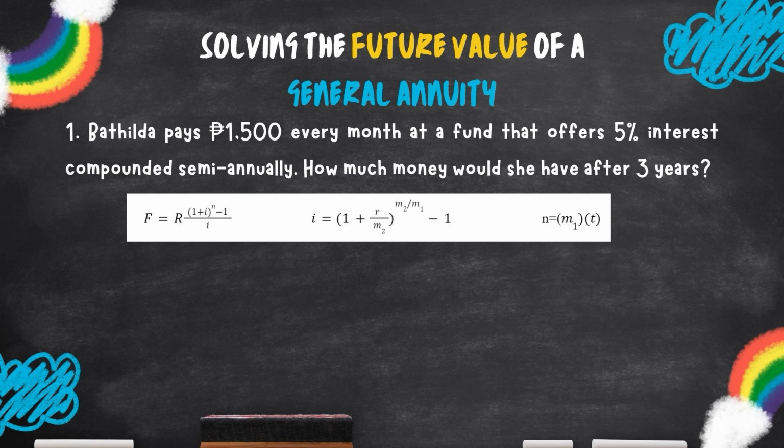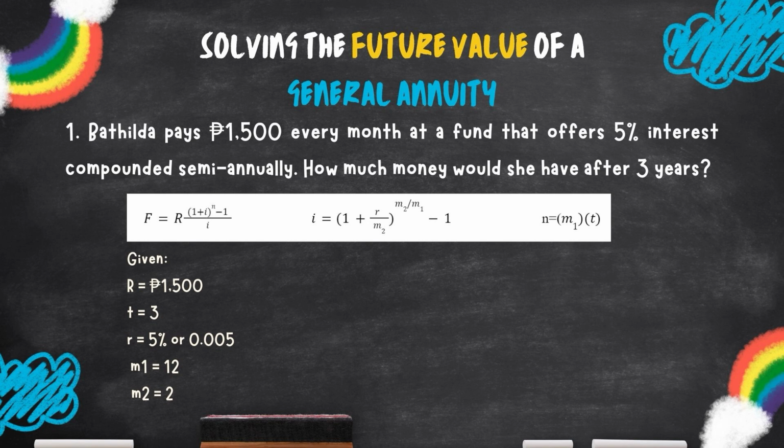So in solving for the future value of a general annuity, we will use the formula, which is F equals R times [(1 + i)^n − 1] over i, and the two formulas for i and n, the ones I mentioned earlier. So first, let's determine the given. We have R, which is 1,500 pesos, the time is 3 years, and the rate is 5% or 0.05.